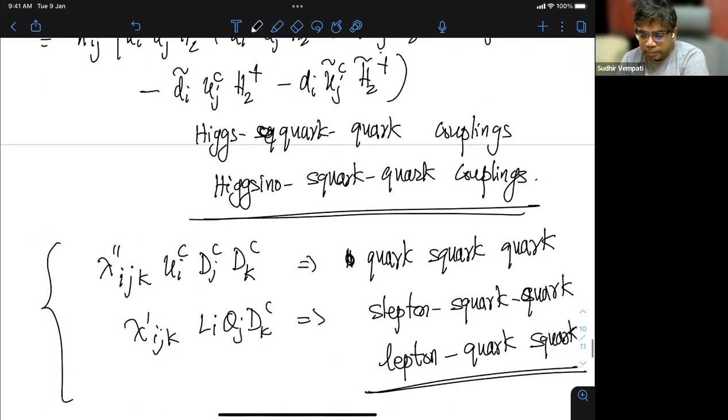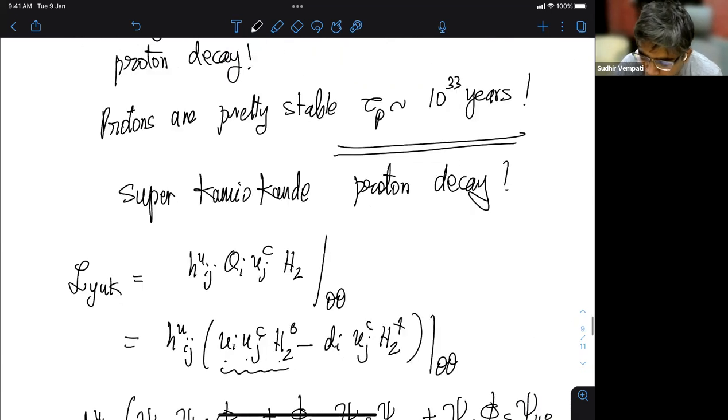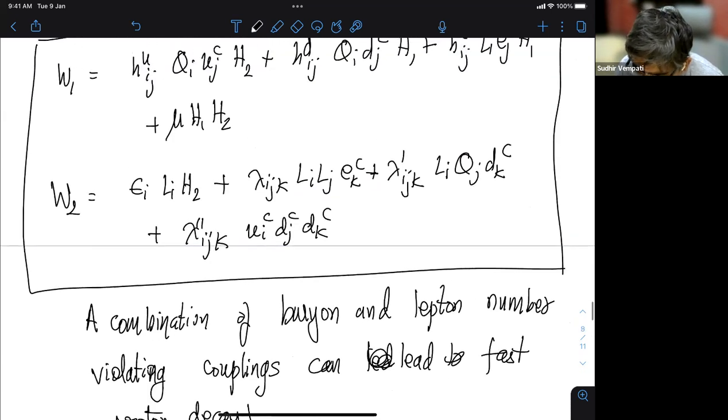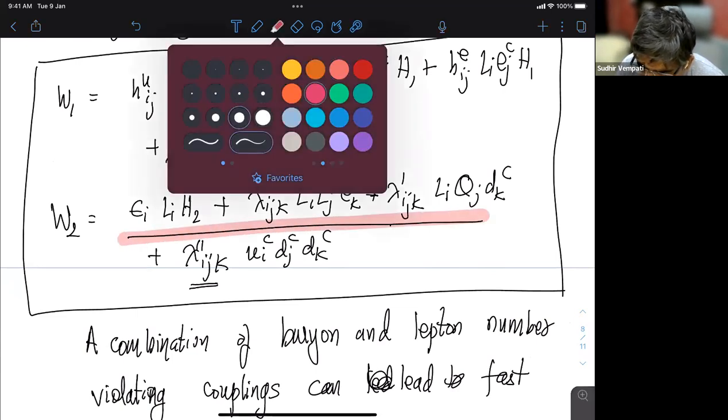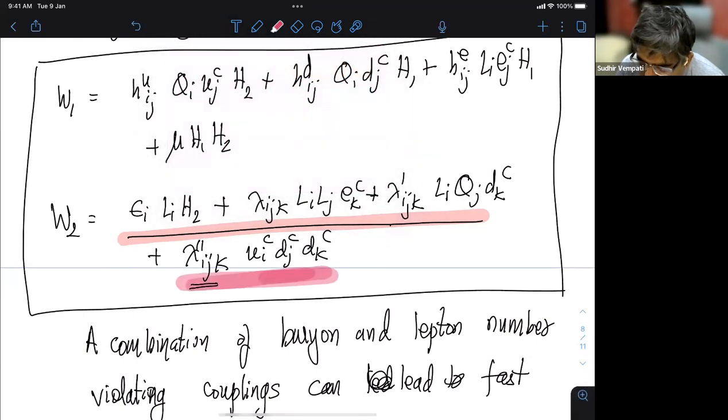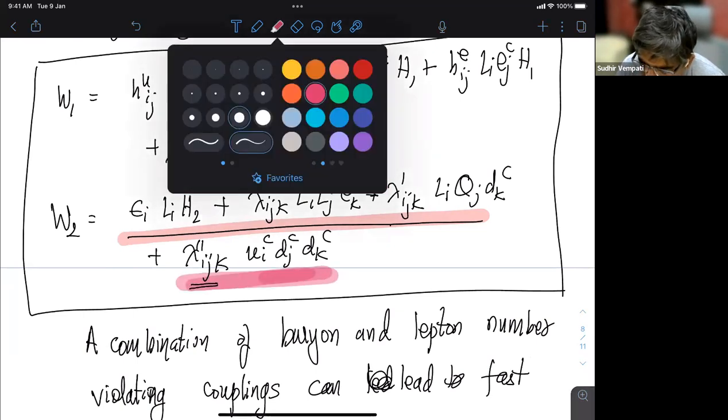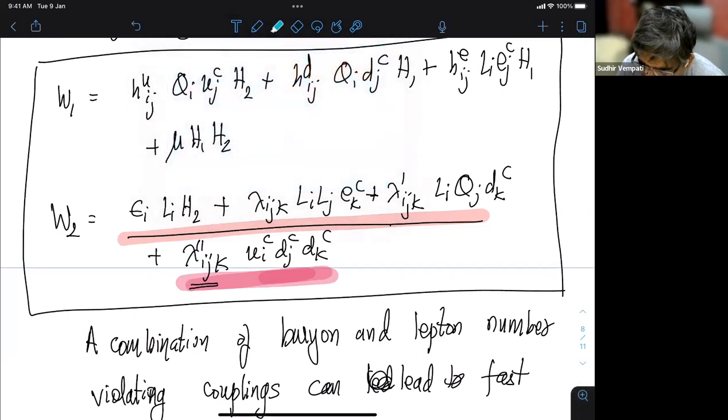one popular scenario which has been explored is, for example, for proton to decay, you need both lambda double prime as well as one of these two. Let me draw separate lines for these, in different colors. Both these couplings are required. So lambda double prime is required as well as lambda prime or lambda or epsilon. One of these things is required for proton to decay.